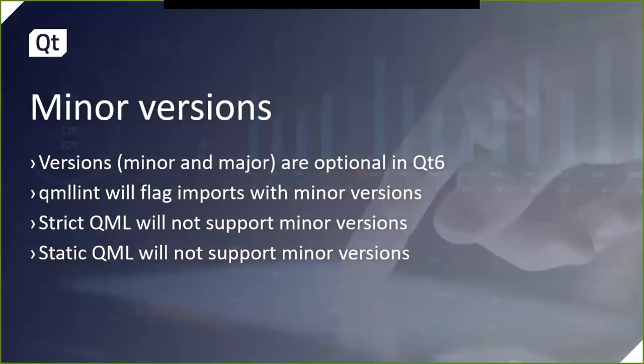So in Qt 6, minor versions will certainly be optional, and maybe even major versions. QML will even flex those imports with minor versions because you can just omit them. And in strict QML, there will be no support for minor versions, and the same will probably hold for static QML. Major versions are still a bit under discussion.